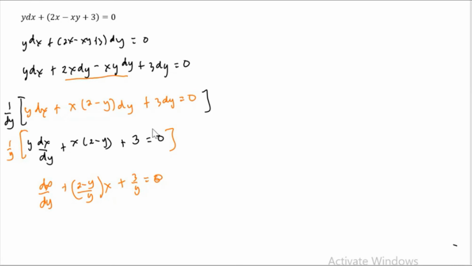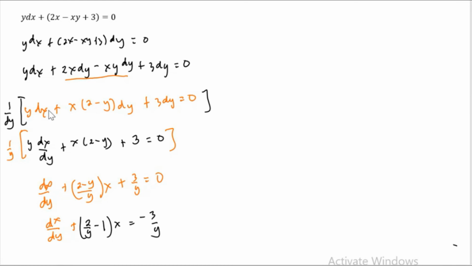So next we are just going to transpose the 3 over y in order for us to come up in the standard form. So we have now dx over dy plus 2 minus y over y. I will try to divide that one. So dividing that one, we have now 2 over y minus y over y, which is 1, of x is equal to negative 3 over y. So that is already now in the standard form.